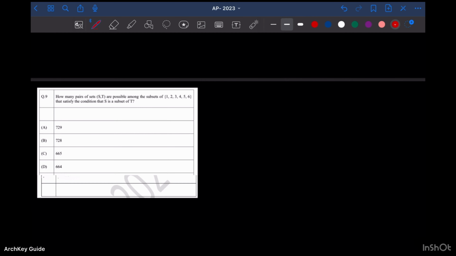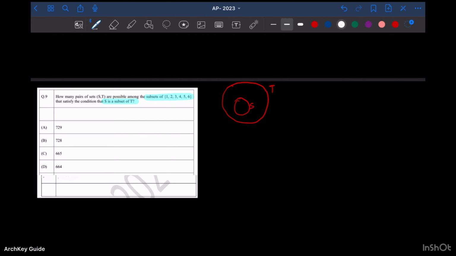So the question says, how many pairs of sets S, T are possible among the subsets 1, 2, 3, 4, 5, 6 that satisfy the condition that S is a subset of T. Like if I assume that this is my T and this is S, right? So what would be the pair? How many pairs are possible where I can say that S is a subset of T, and these are the numbers that I have.